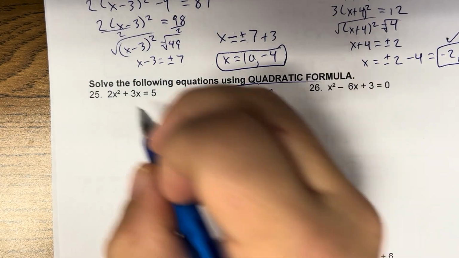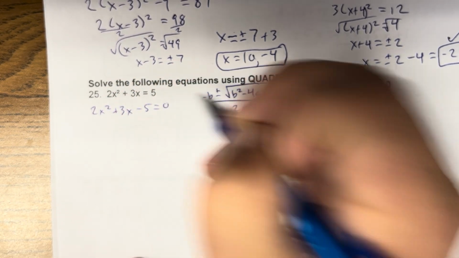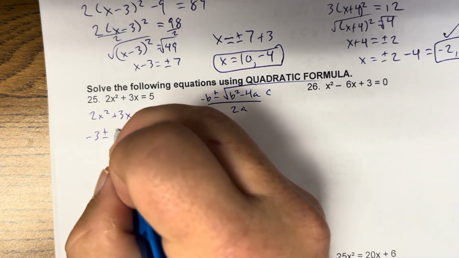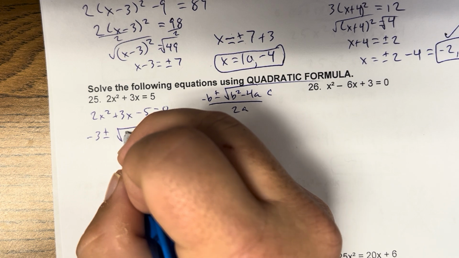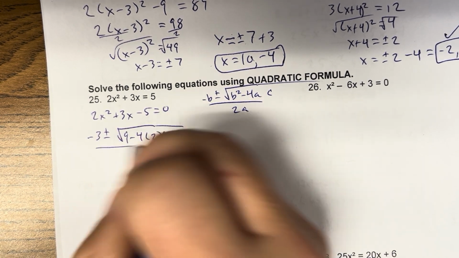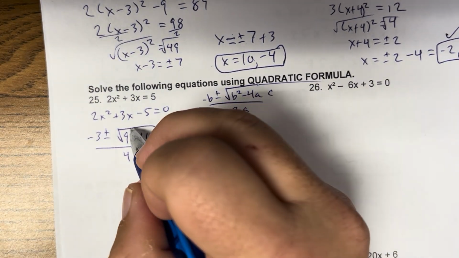All right, so on this one, I got to get it set equal to 0 first. So 2x squared plus 3x minus 5 is equal to 0. And so that's going to be negative b, so negative 3 plus or minus the square root of b squared, 3 squared is 9, minus 4 times 2 times negative 5, all over 2 times 2, which is 4. Like we did the other day in class, I'm going to go ahead.